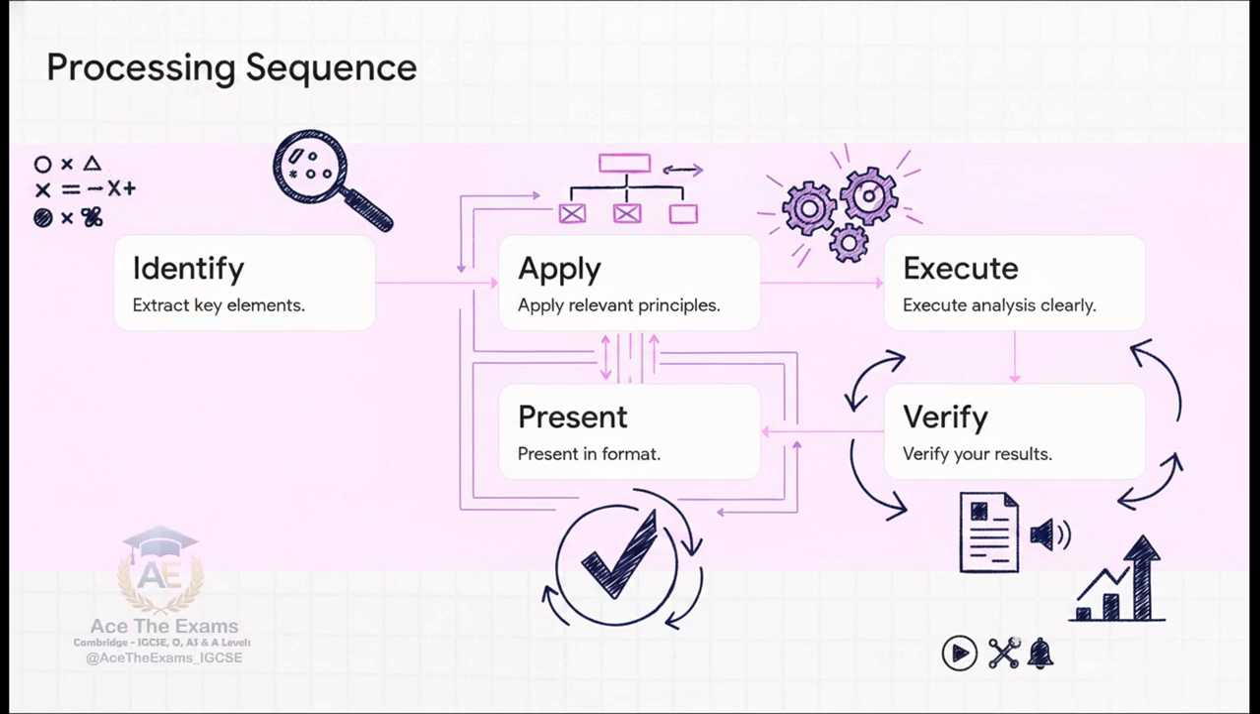Step 3. Execute the analysis with crystal clear, step-by-step working. Step 4. Verify the results. Ask yourself, does your logic actually hold up? Run a quick mental trace table right there in your head. And finally, Step 5, present the information in the correct format using strict coding conventions, proper headings, and exact terminology. Do not skip a single one of these steps. Following this exact sequence prevents that panicked data dumping we saw with Alex earlier and ensures you are capturing every single available mark.